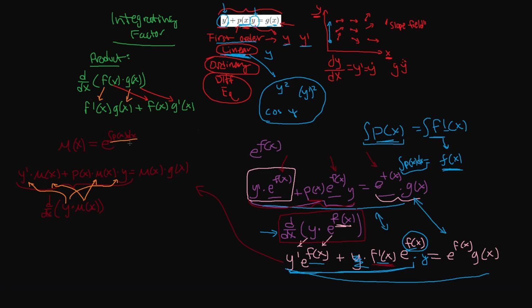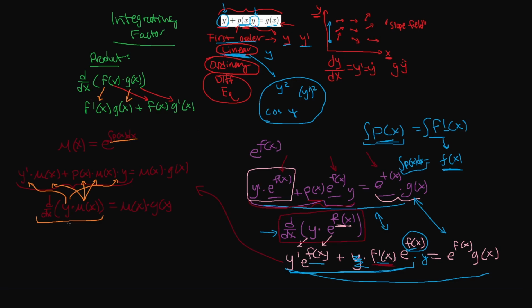And the derivative of the antiderivative of p of x, that's just p of x again. And so see how all of these terms are sort of generated by this one derivative expression. And because of that, now we can say that this is equal to the right-hand side, which is unchanged, mu of x times g of x.